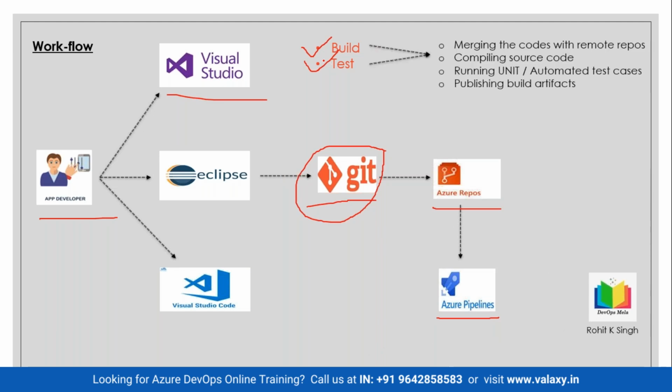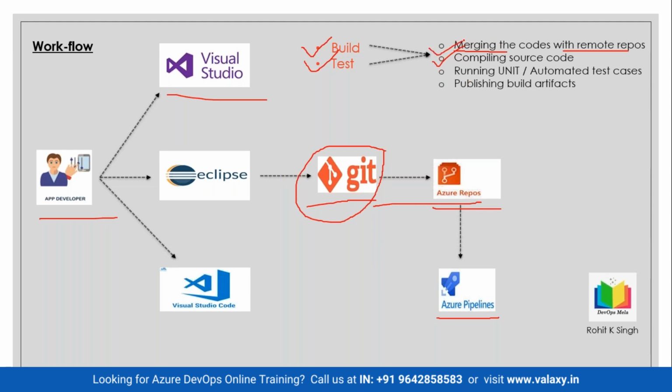The first is building, which is merging the code with your remote repos. That is something we did over here. That is the build stage. Compiling your source code: .NET and Java and all these are compiled languages. So building is nothing but compiling the source code, downloading the dependencies, and at the end, creating an artifact package over here. That is what the build stage is all about.